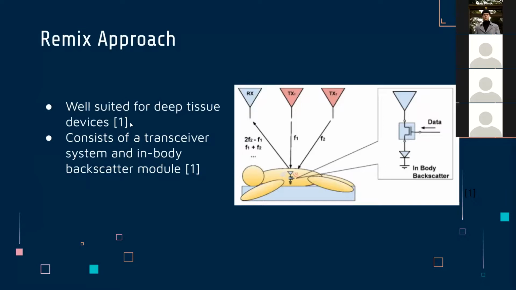ReMix is made up of two main parts, a transceiver system and an in-body scatter module. The diagram on the right shows how the device is set up in the body. The transceiver, highlighted by the blue triangle, is placed a few meters away from the patient, and the in-body modules are attached to the in-body device. We can also see the ambient source signal highlighted by the two pink triangles.